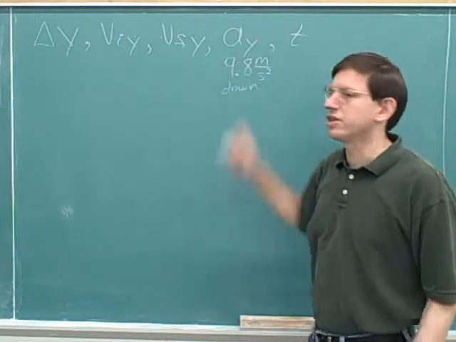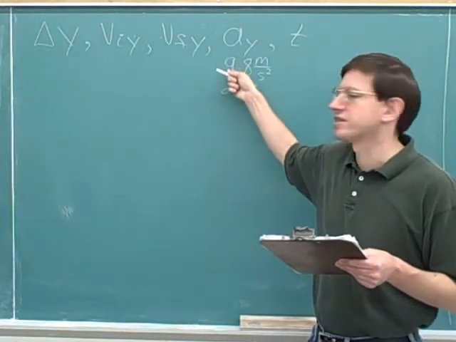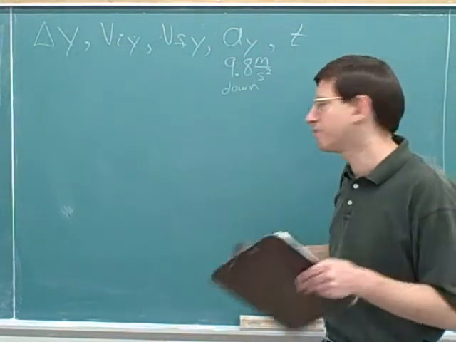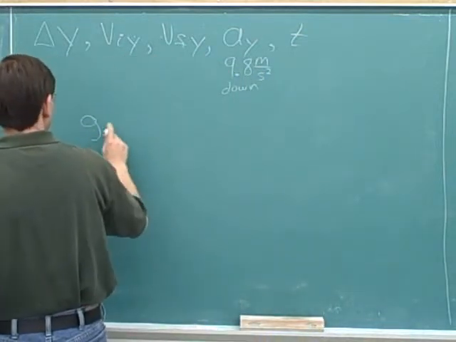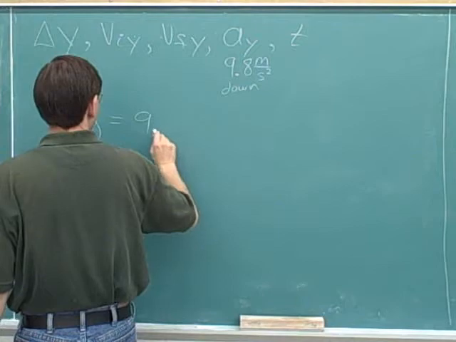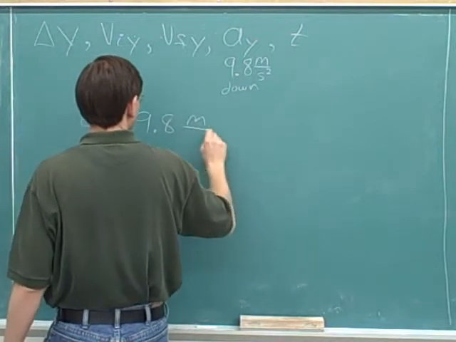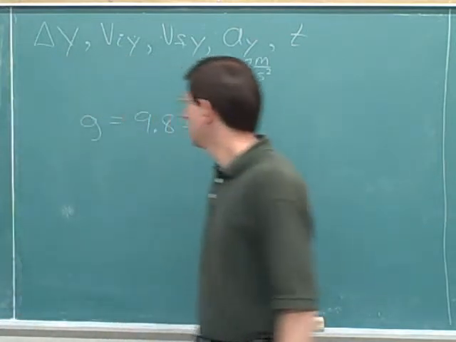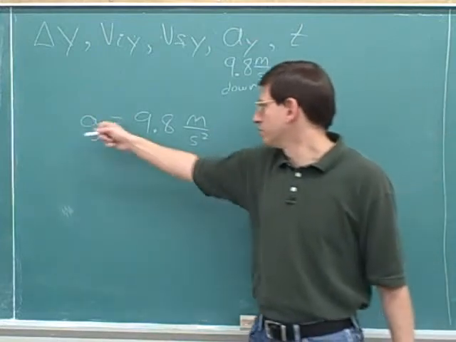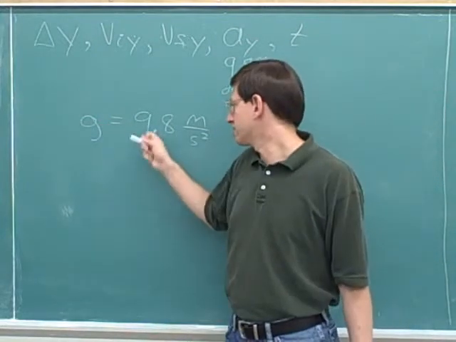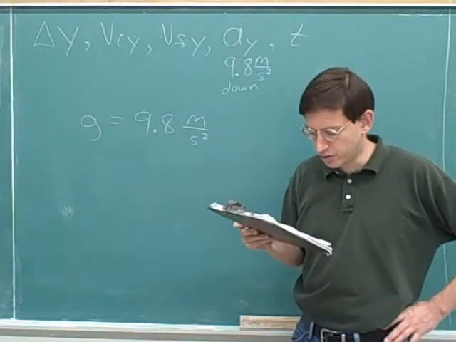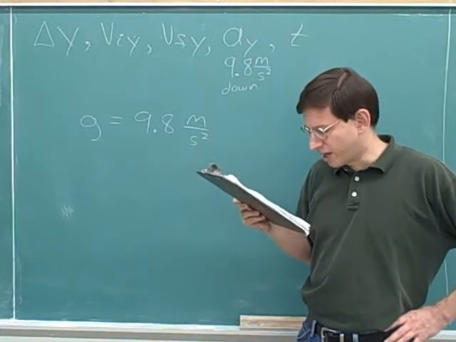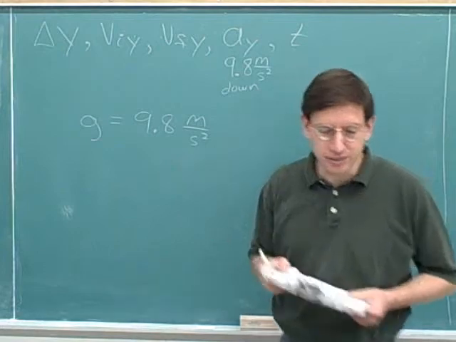Now, you've probably seen in your textbooks that there's a common symbol for this number. The common symbol is G. Textbooks commonly use the symbol G to indicate this constant 9.8 meters per second squared, which is the acceleration due to gravity. So let's make a couple of points about that.